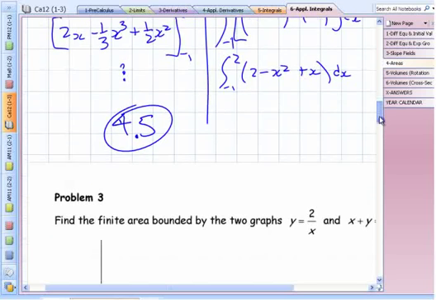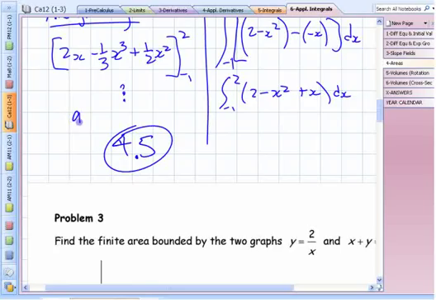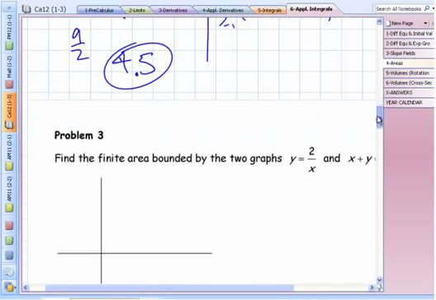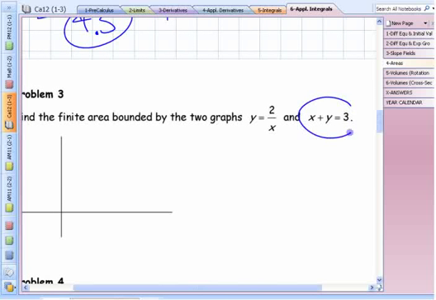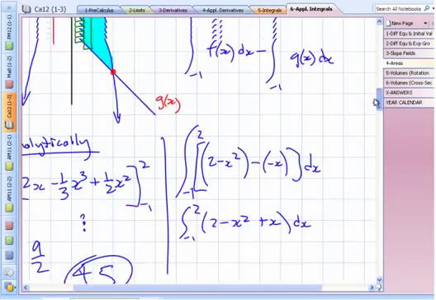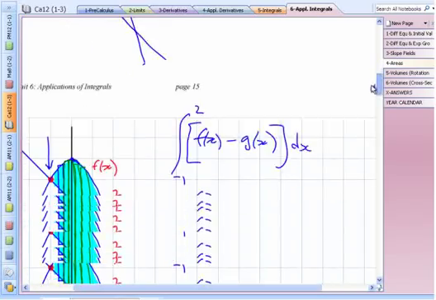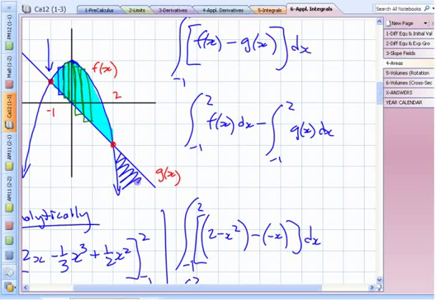Well, that's what it ends up being, right? 9/2. This one? Here you have to... well, finite just means... it's a way of saying, if you just say find the area between these two, somebody might think, well, this is between the two. When they say finite area, they mean between the two, the closed part, not the open part. Okay, when they say the finite area.